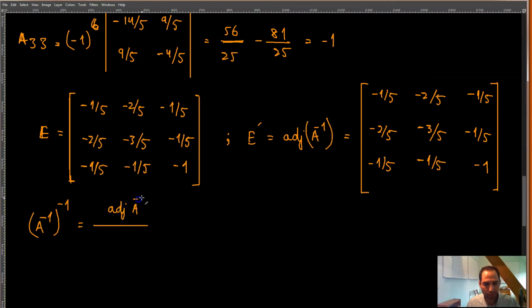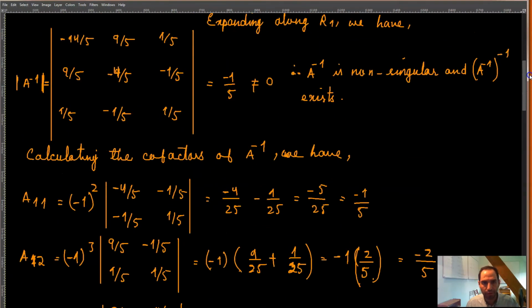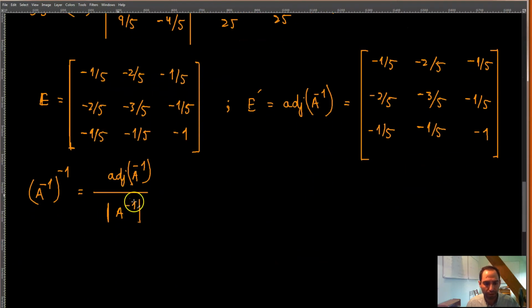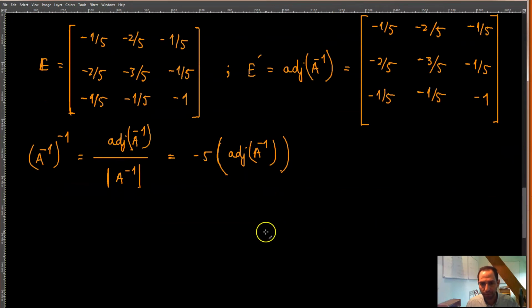of A inverse divided by the determinant of A inverse. We said that the determinant of A inverse was negative 1/5. Take the reciprocal of that, that would be negative 5. If you multiply negative 5 by this matrix, that would be negative 5 times the adjoint of A inverse, which is going to give us this matrix.